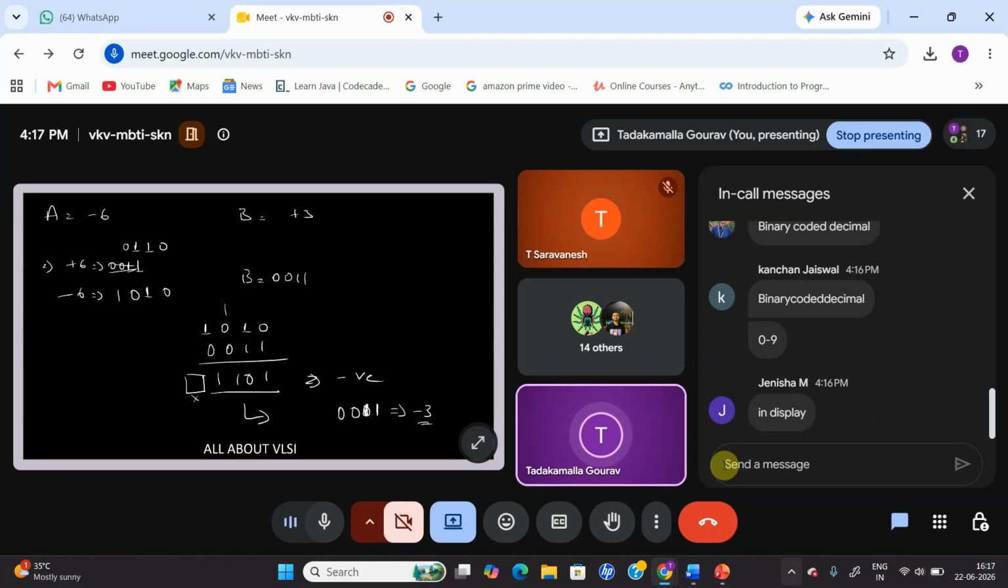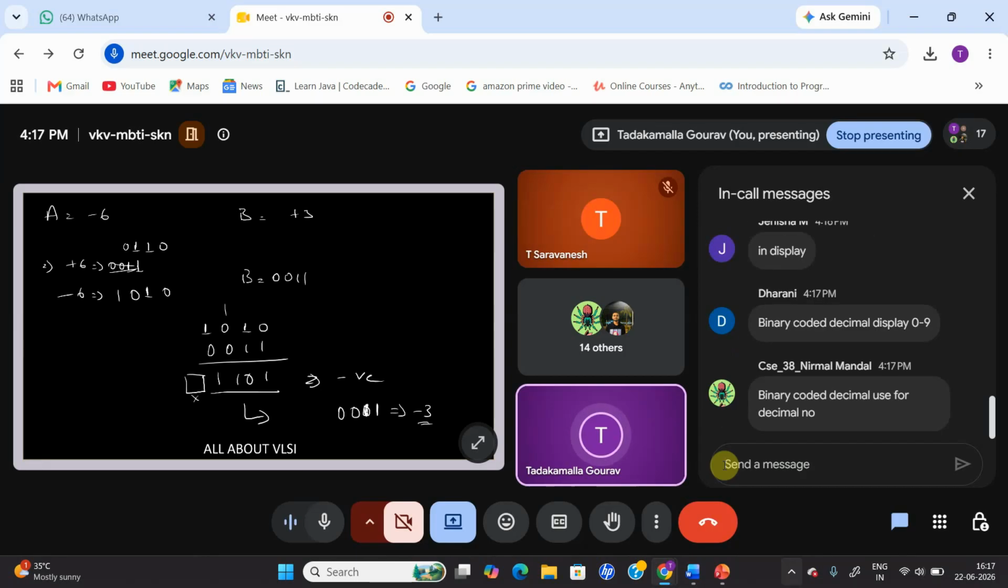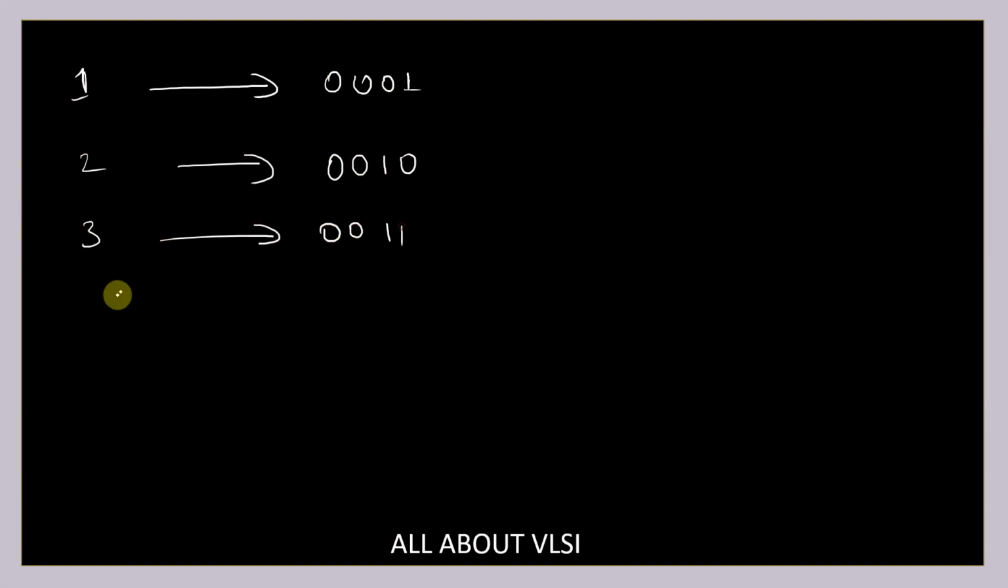Okay. So basically, if you are going to represent any particular decimal in BCD format, for each and every digit of that decimal, you are going to have a 4-bit binary equivalent. Let's say if I have a decimal number as 1, then the BCD format of this decimal number is 0001. If I have a decimal number 2, it is nothing but 0010. 3 is nothing but 0011. 4 is 0100.